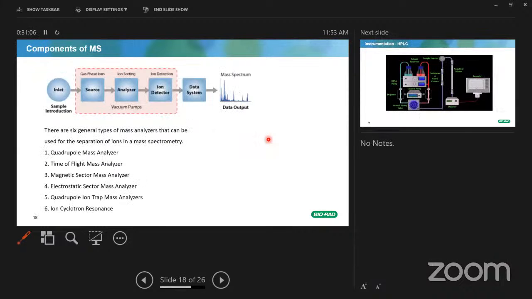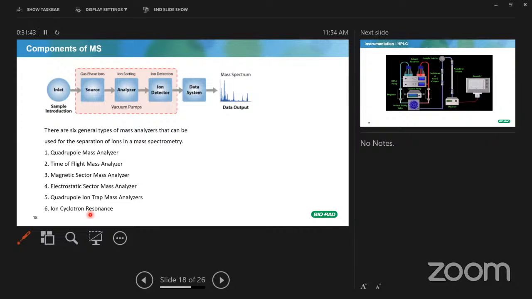Now, again, just to give a deep brief on the components, as I explained earlier: the sample introduction, the source, the analyzer. This analyzer, which does the ion sorting by mass, can be of multiple types. It can be quadrupole, time of flight, which we call TOF, or magnetic sector, electrostatic, triple quadrupole, ion trap, ion cyclotron. It can be different. Most of the manufacturers have all of them, some have multiples. It can be QTOF, quadrupole TOF. So those sorts of things are there.